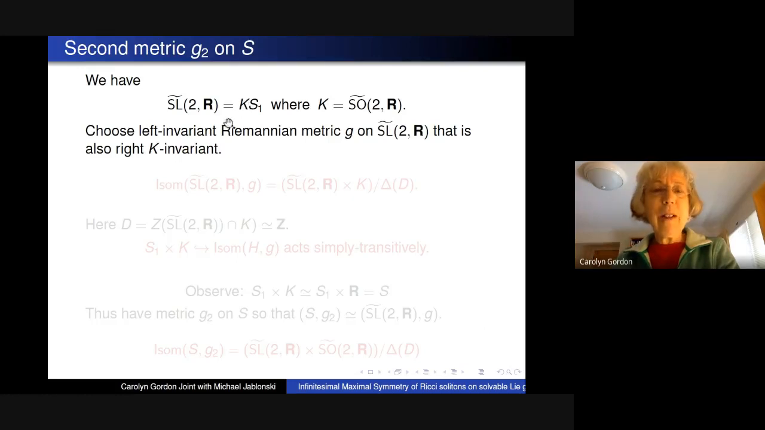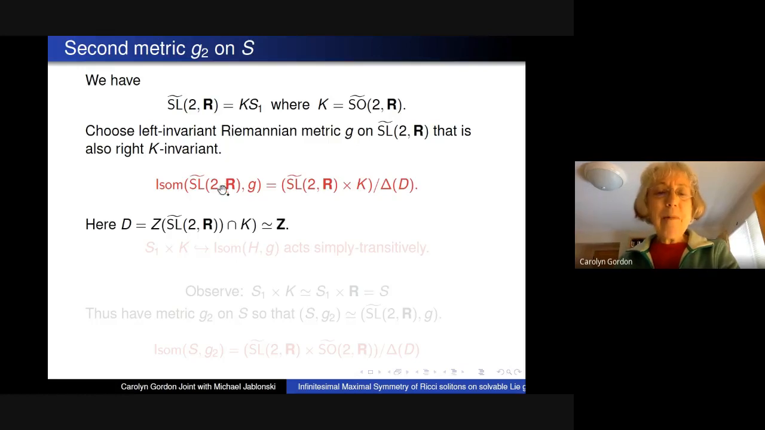So this is a construction we looked at a couple of minutes ago. And so the isometry group of this metric is left translations by the original group together with the right translations by K, again quotienting by the diagonally embedded subgroup D, where D is the center of SL2R tilde intersect K, which is just a copy of the integers. Okay, and this turns out to be the full isometry group, at least the identity component of it.